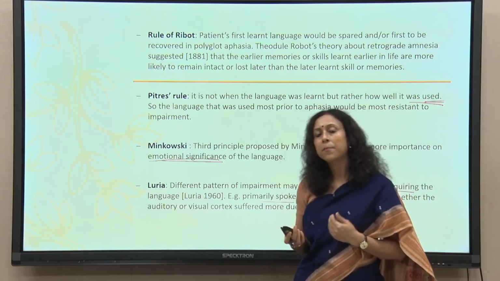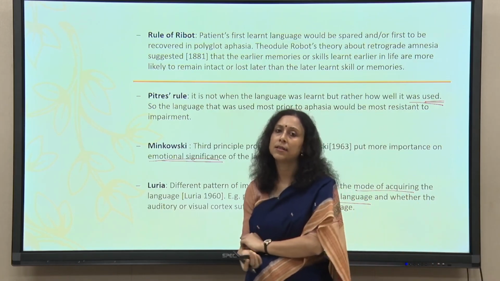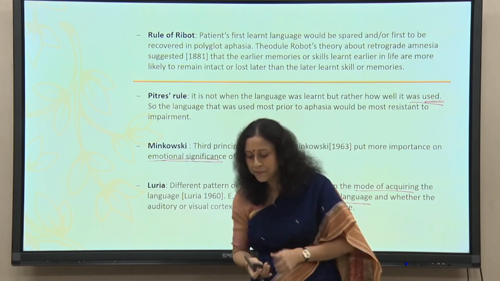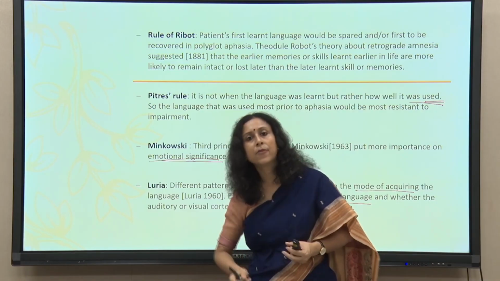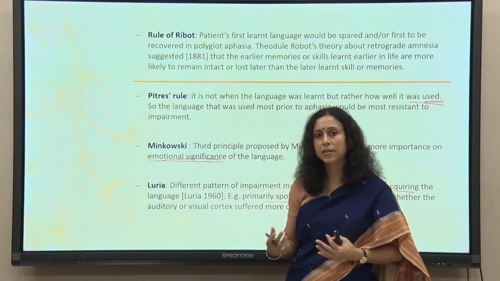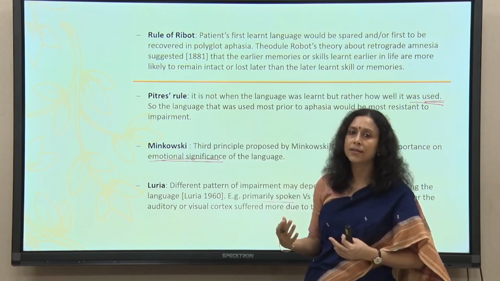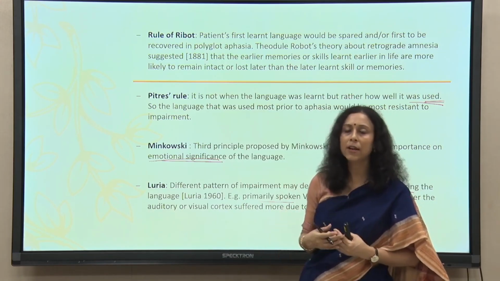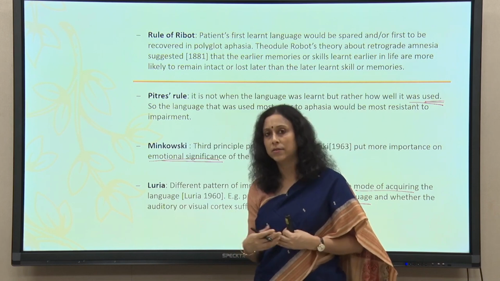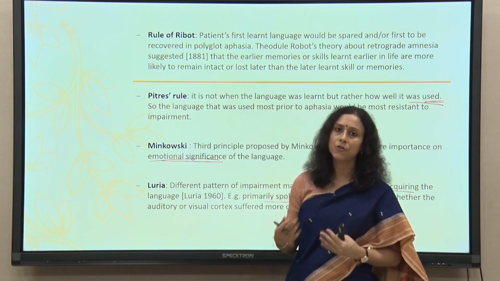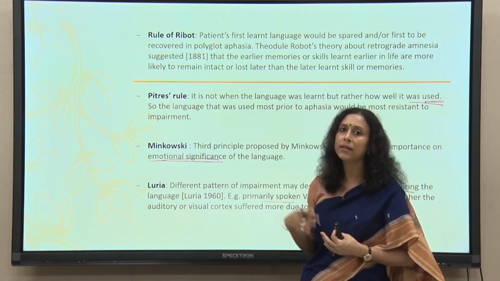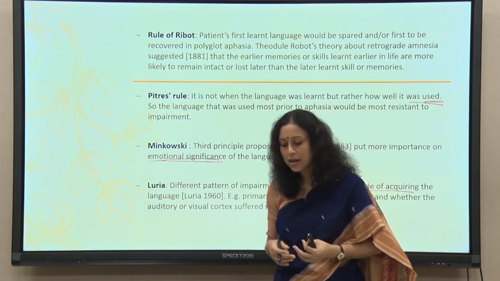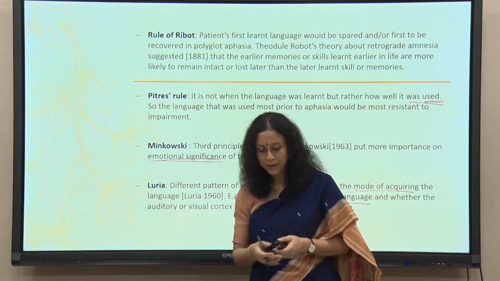But if you were formally taught the language, more often than not it will be primarily the written form that the patient has been exposed to. So, as a result, if the visual cortex gets affected, that language will be affected. Whichever language depends on whichever mode of acquisition will show a pattern of impairment in that way, depending on the brain area which was utilized for acquiring that language.